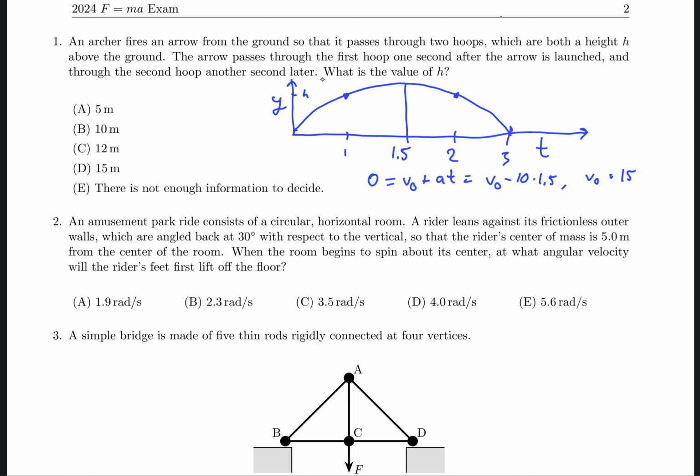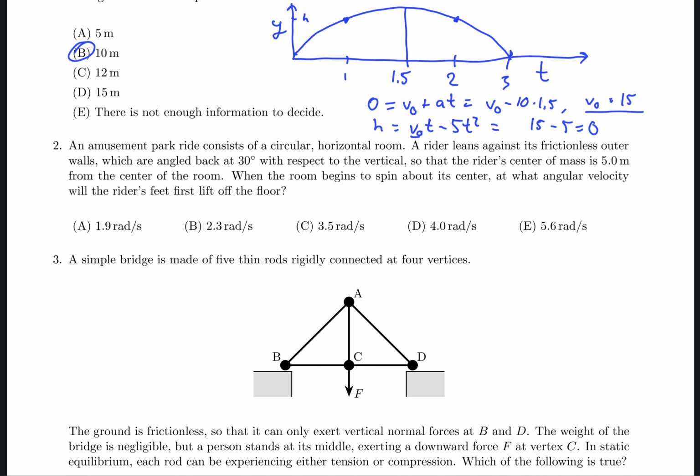Now, we've got to see the height that it reaches after 1 second. So h equals, using the other kinematic equation, v naught t plus 1/2 at squared. We know a is equal to negative 10, so I'll simplify it to minus 5t squared. T is just 1, so it's equal to 15, which is v naught, minus 5 equals 10. Great, we've solved the first one. Question 2.